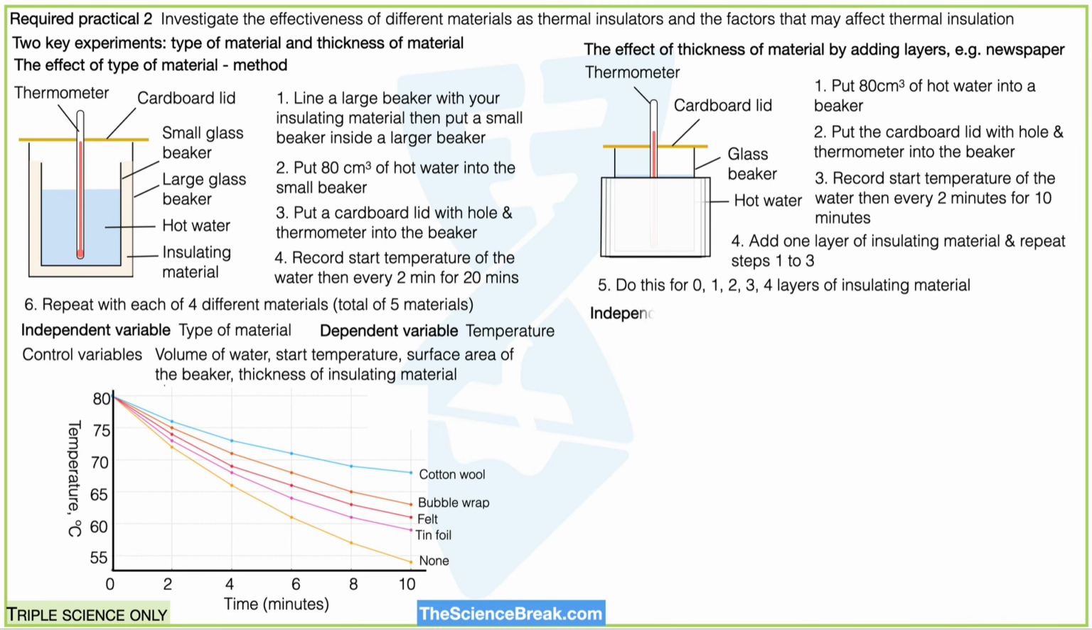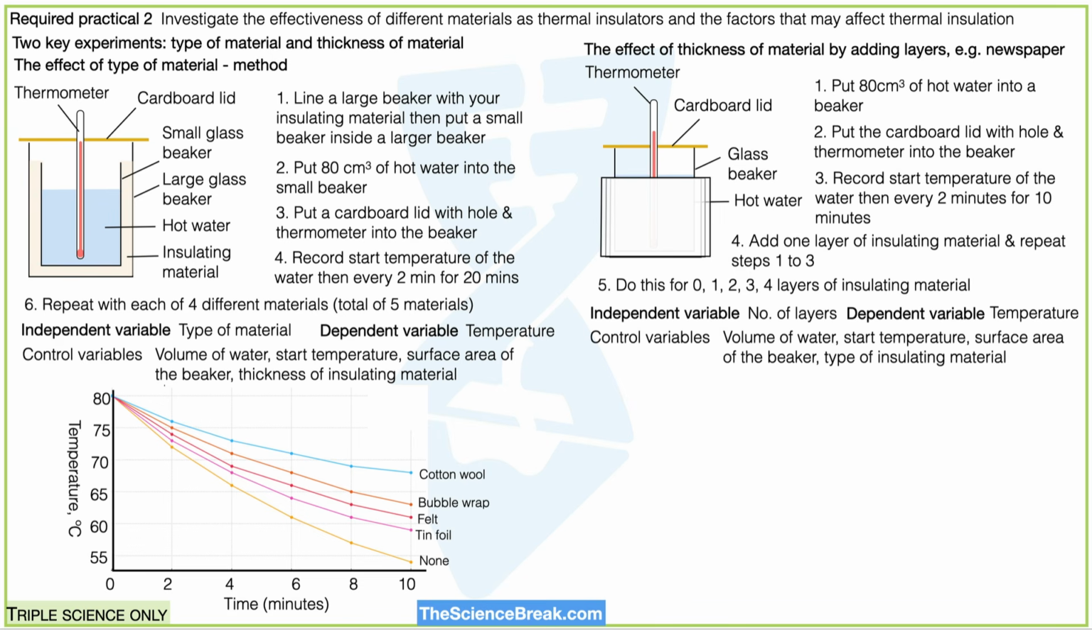Our independent variable is number of layers. The dependent variable is the temperature. Our control variables are the volume of the water, the start temperature, the surface area of the beaker, and the type of insulating material. In this case, it's all newspaper.